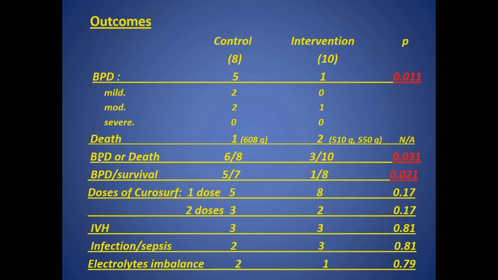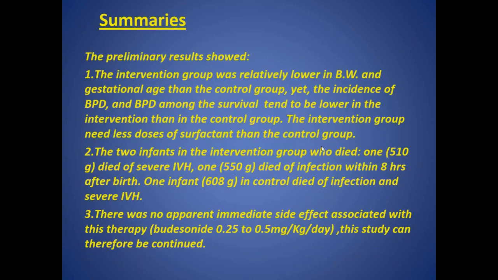But when you look at the BPD cases, 5 babies in the control group, 1 baby in the intervention group had BPD. This BPD was defined by NICHD by looking at age of 28 days that require more than room air therapy. And you put this endpoint, BPD or death, 6/8 in the control group, and 3/10 in the intervention. You look at this, let's see.